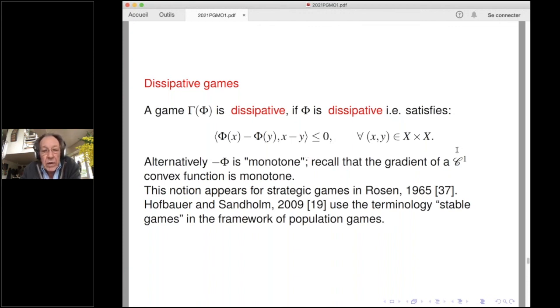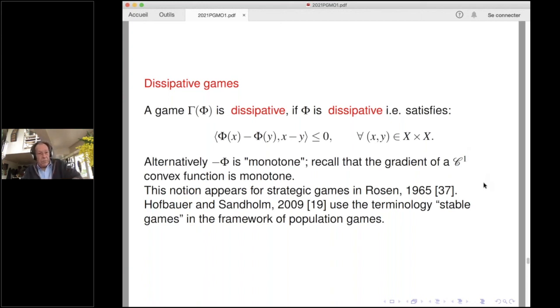In particular, the gradient of a C1 function is monotonic. So dissipative will correspond to the gradient of a concave function. In games we are maximizing, so we use a concave function and the gradient will be dissipative. In optimization, people use a convex function and the gradient is monotonic. So this notion of dissipative appears for strategic games in Rosen in 65 already.